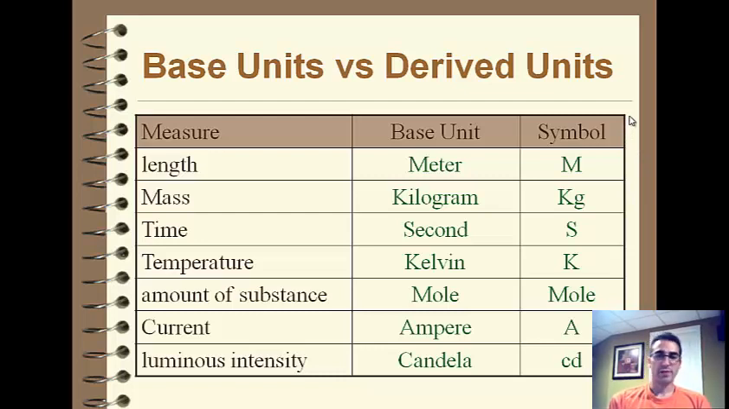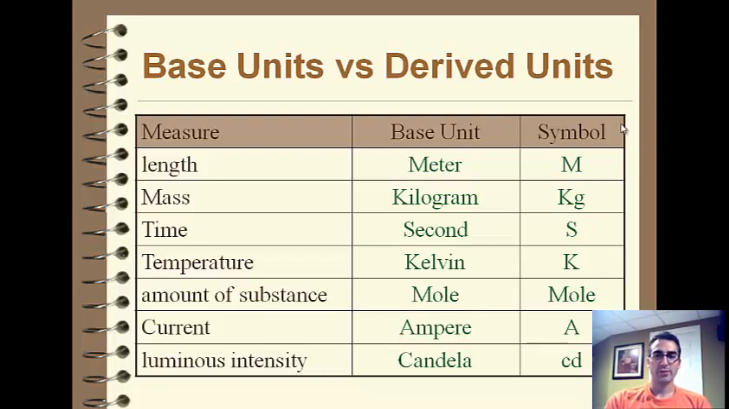Alright, base units versus derived units. A base unit of measure is the lowest common denominator of a unit. And there are 7 base or fundamental units in physics, actually in all of science. And here they are. Length is the meter. Mass is measured in kilograms. Time is measured in seconds. Temperature is measured in Kelvin. Amount of substance is measured in moles. Current is measured in amperes. And luminous intensity is measured in candelas. And these are the symbols that go along with them. So these are the base fundamental units.